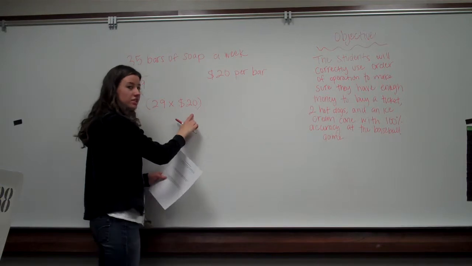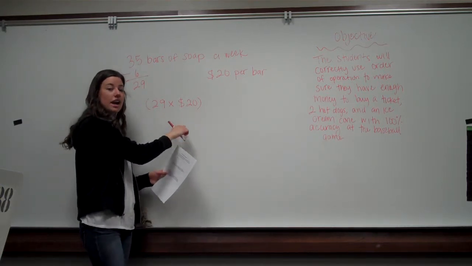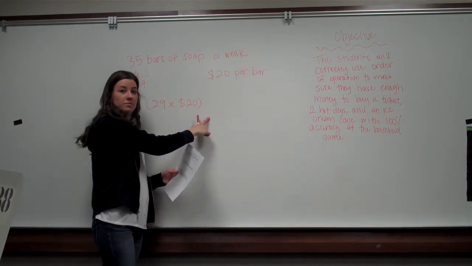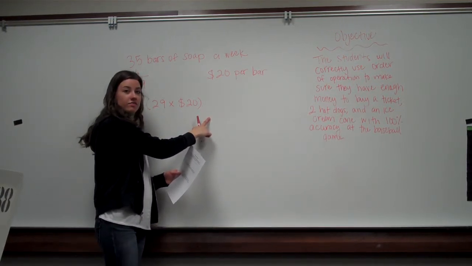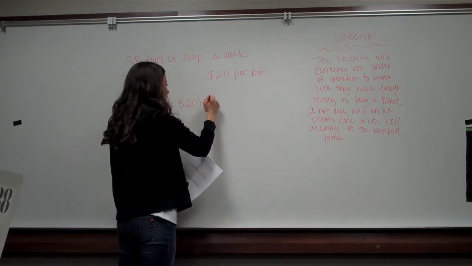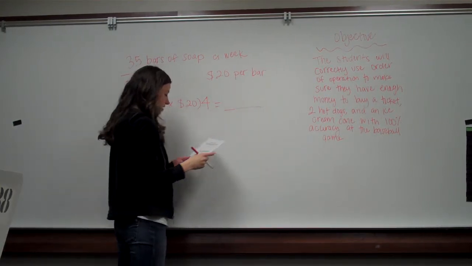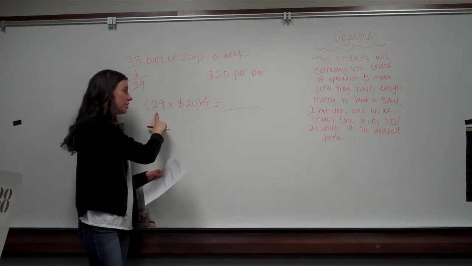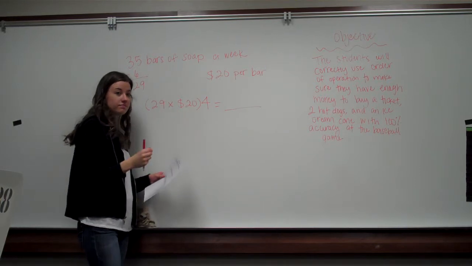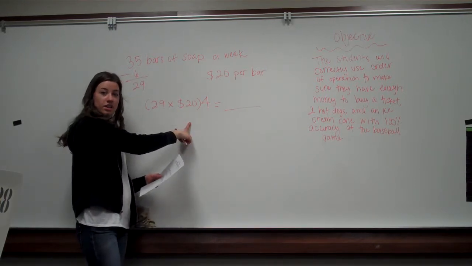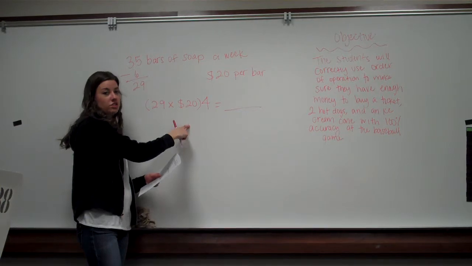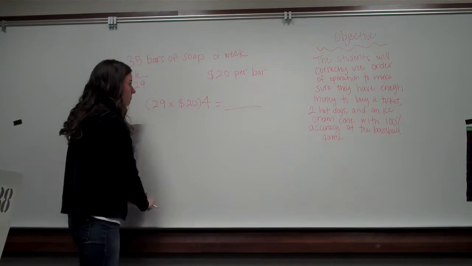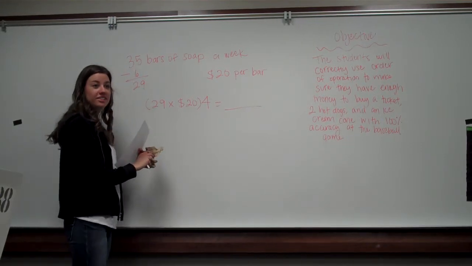So this is for 1 week. If we're trying to figure out 4 weeks, how will we do this? 29 times 20 times 4? Yes. So this will equal how much you will make at the end of 4 weeks selling each bar of soap at $20. Great. Write this equation down for your homework and then we'll go over the answer tomorrow. Did everyone get that copied down? Mm-hmm.